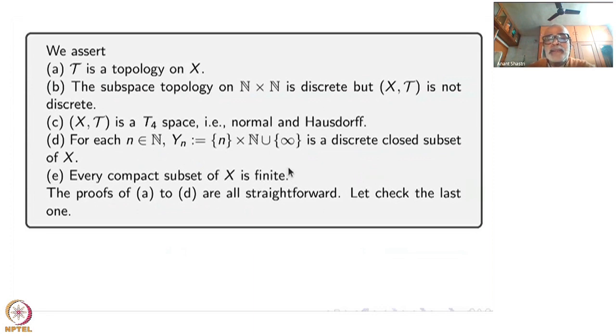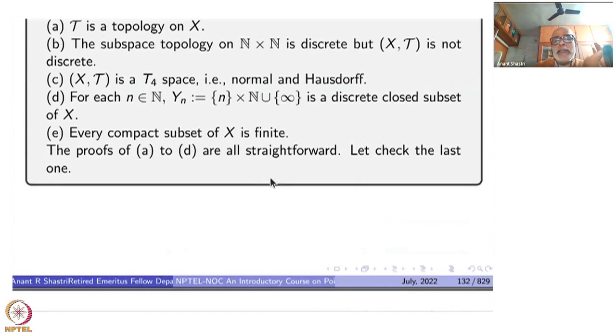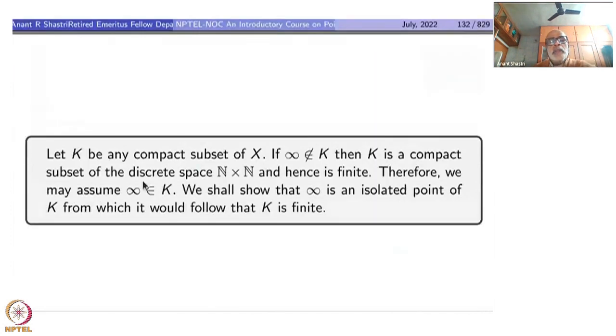Every compact subset of X is finite. Okay, so I have already included A, B, C, D. Let me prove E completely here. Let K be any compact subset of X. If infinity is not there, then K is a compact subset of the discrete space N × N. In a discrete space, we know that every compact subset is finite, so we are done.